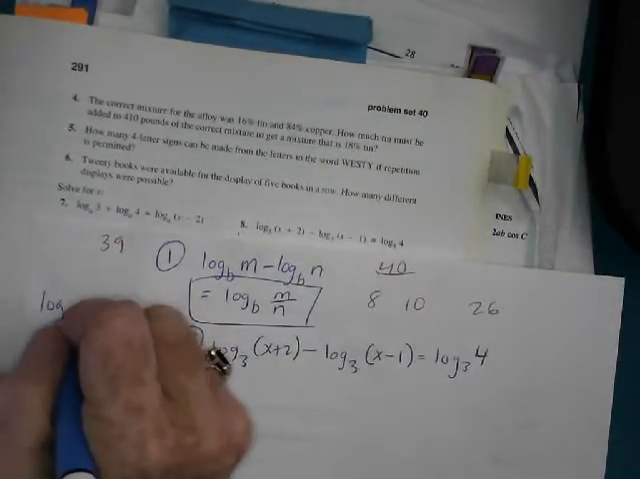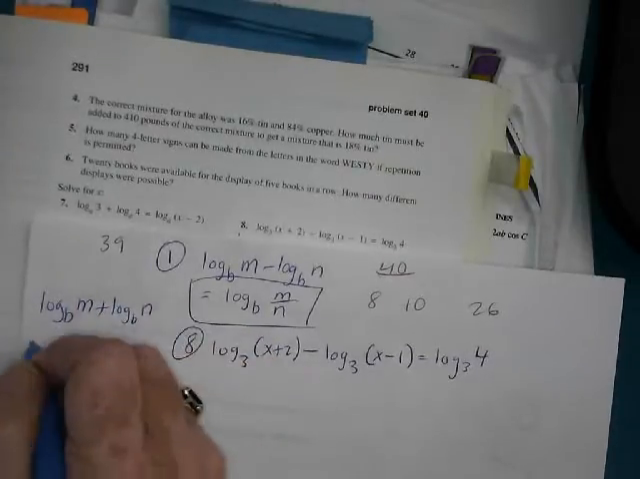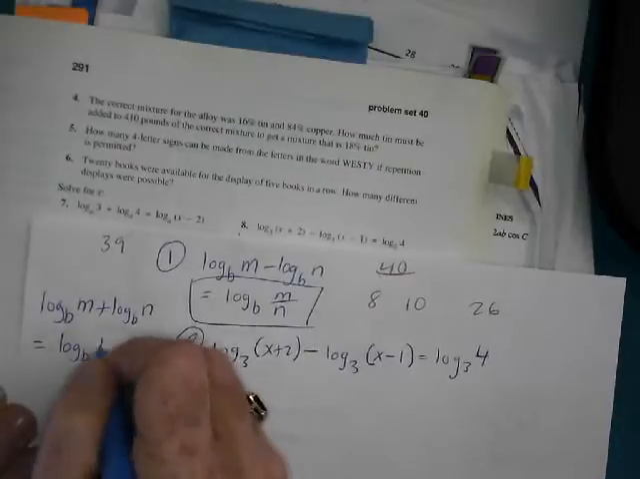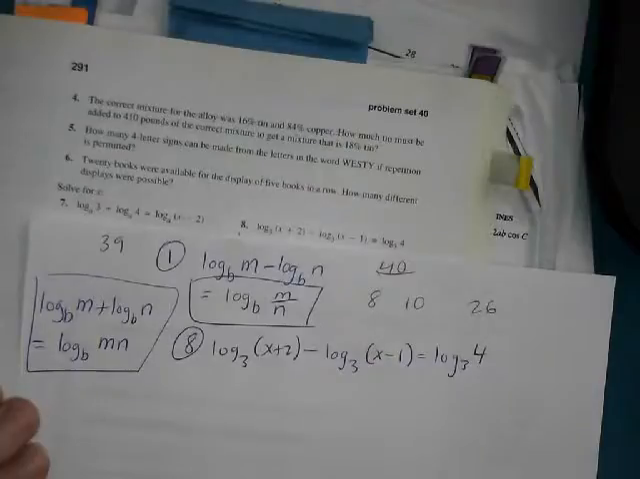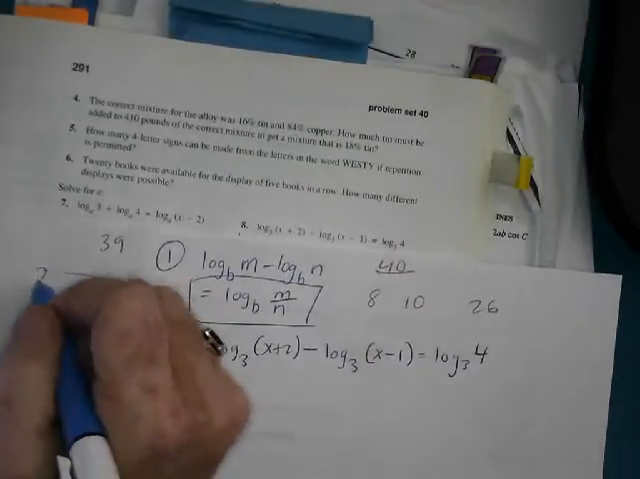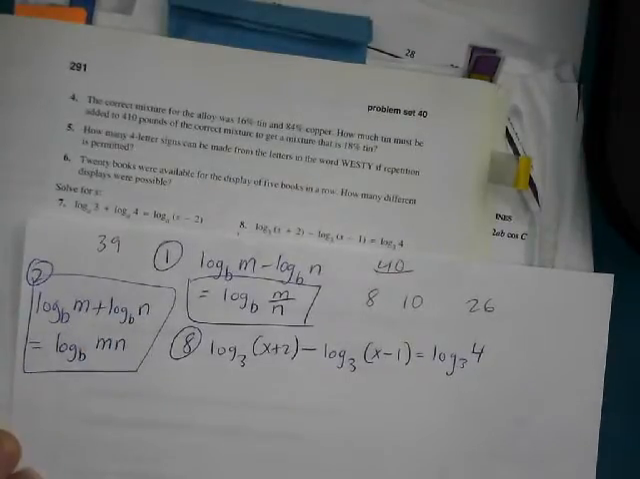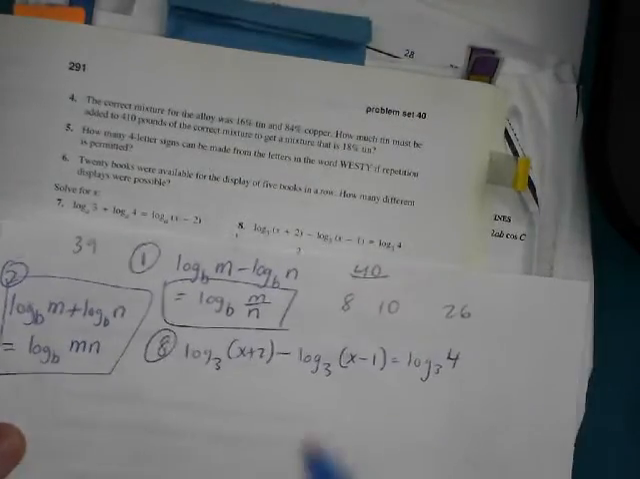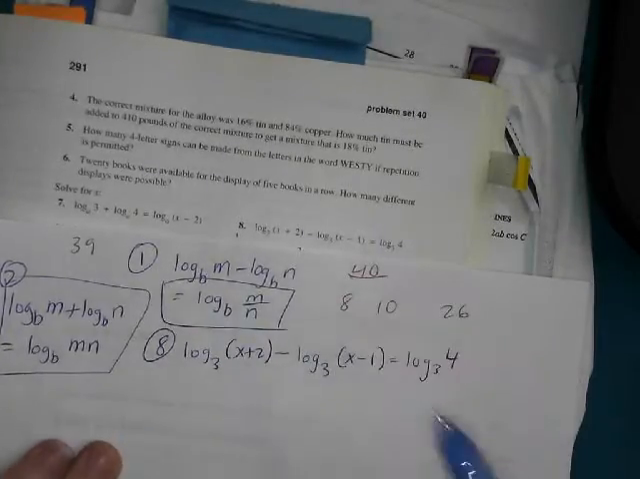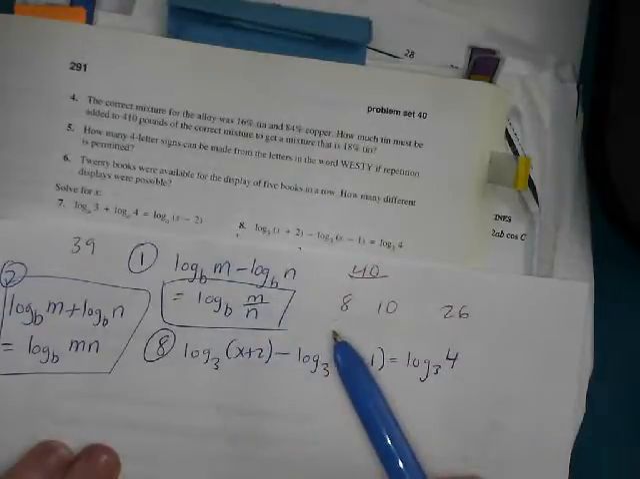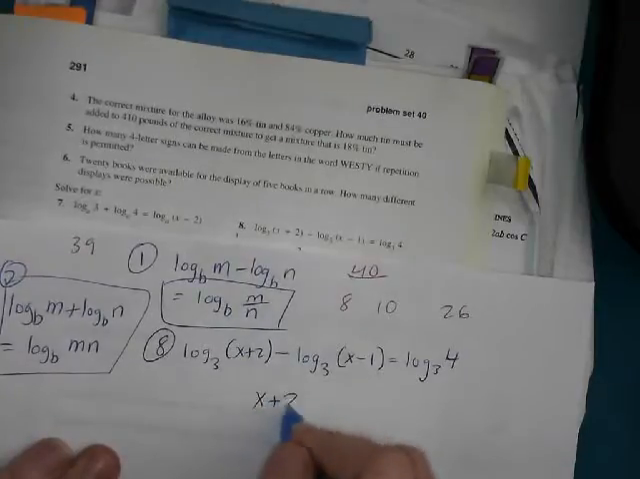There's another one that says log base b of m plus log base b of n is equal to log base b of m times n. That's another log law. Did you guys ever see those from last year? Yeah. Okay, and then the third one is the exponential one. You don't need it for this problem. So let's just use the one that has the division. If this is m and this is n, then I can go.